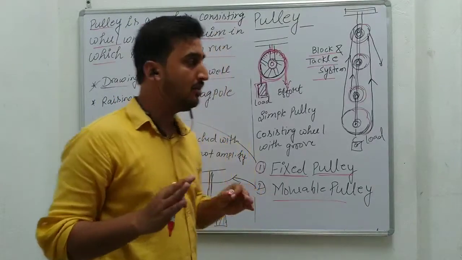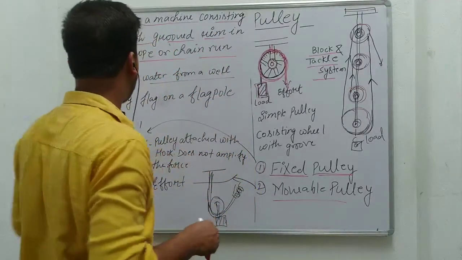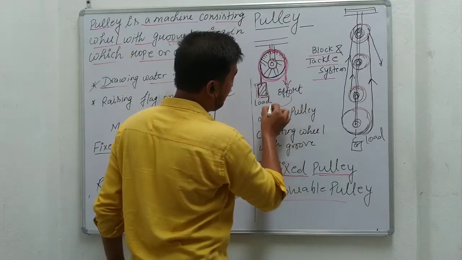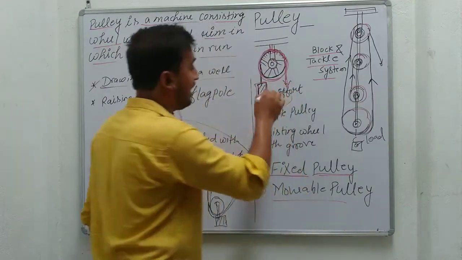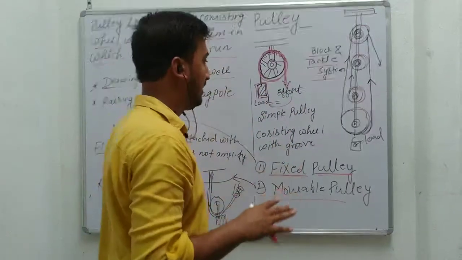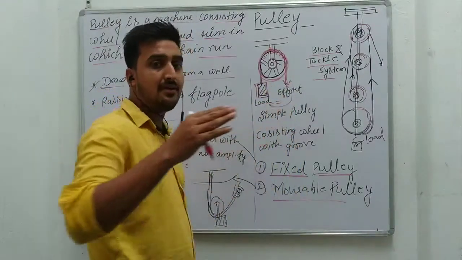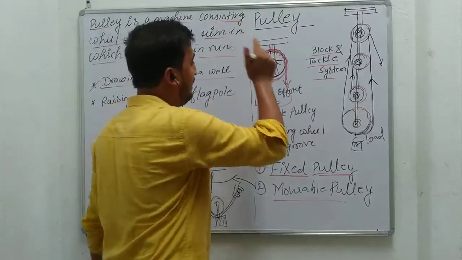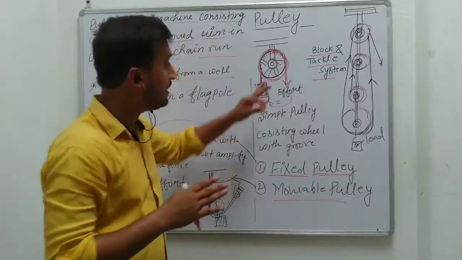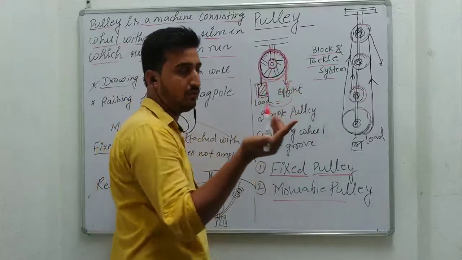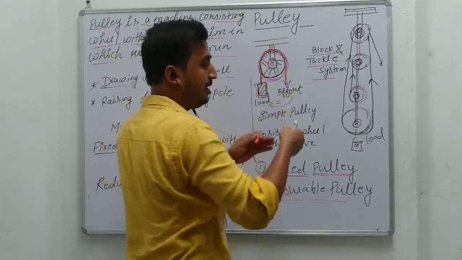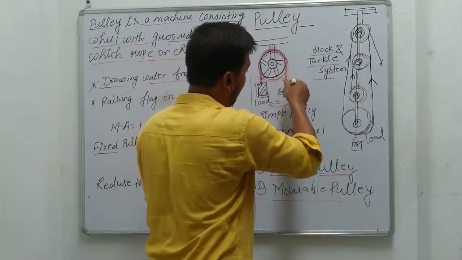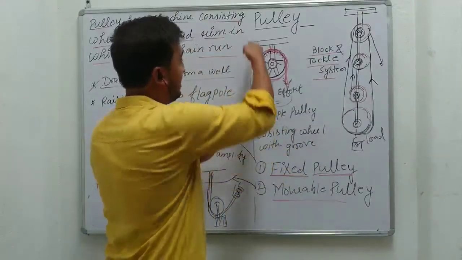Here is one important thing we have to remember: we have to apply an amount of effort equal to the load, which means effort and load are both equal in this case. We can only change the direction of force, but we cannot reduce the force. In the case of a pulley we cannot reduce the effort, we can only change the direction of force. When we release this rope, it automatically goes down, and when we apply effort this side, it automatically comes up.